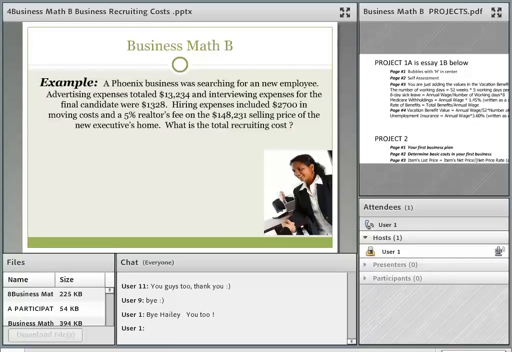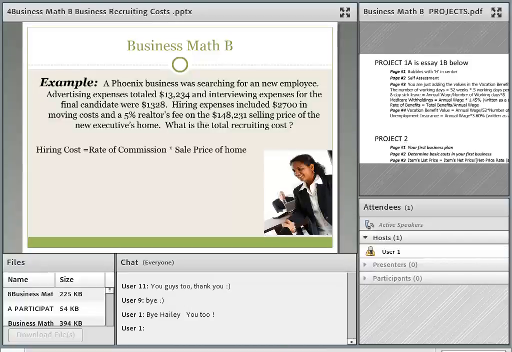Example: A Phoenix business was searching for a new employee. Advertising expenses totaled $13,234. Interview expenses for the final candidate were $1,328. Hiring expenses included $2,700 in moving costs and a 5% realtor's fee on the $148,231 selling price of the new executive's home. What is the total recruiting cost?